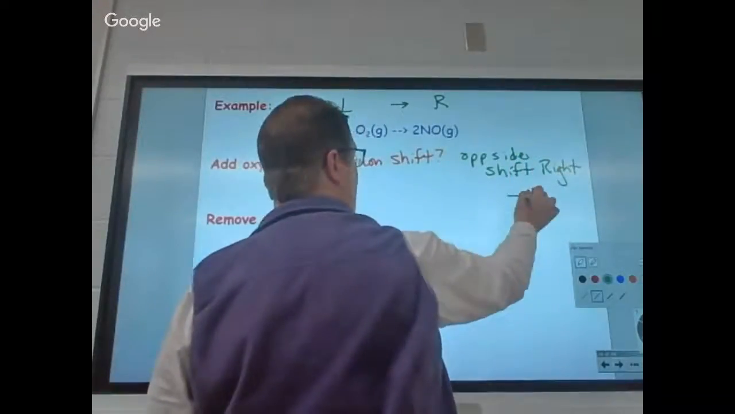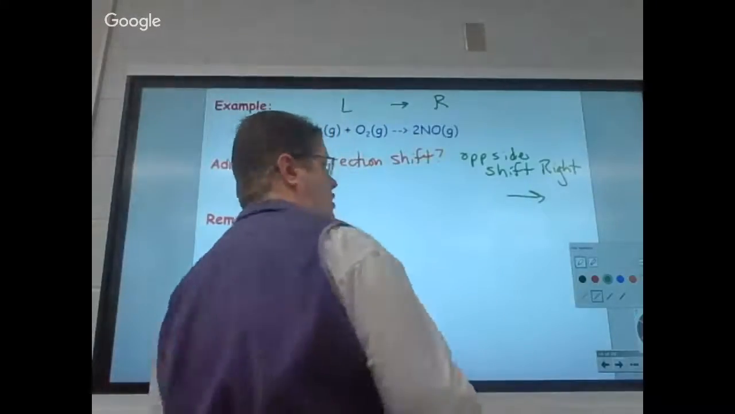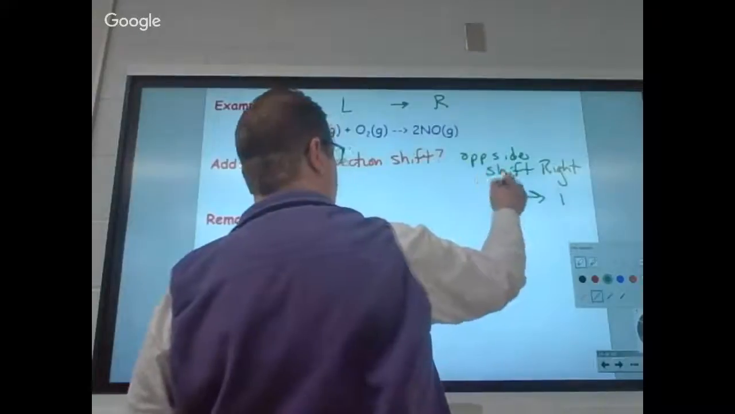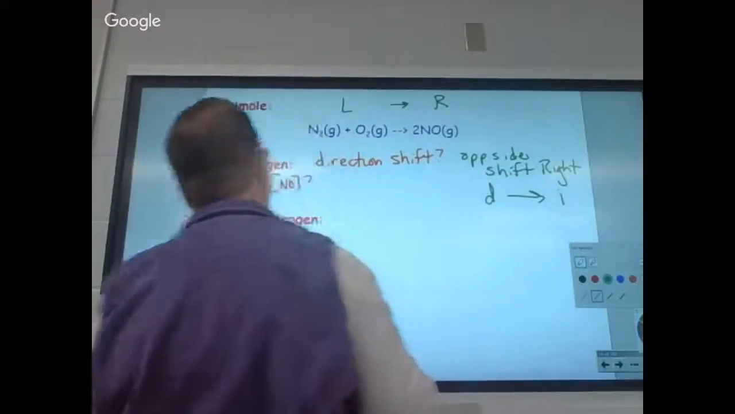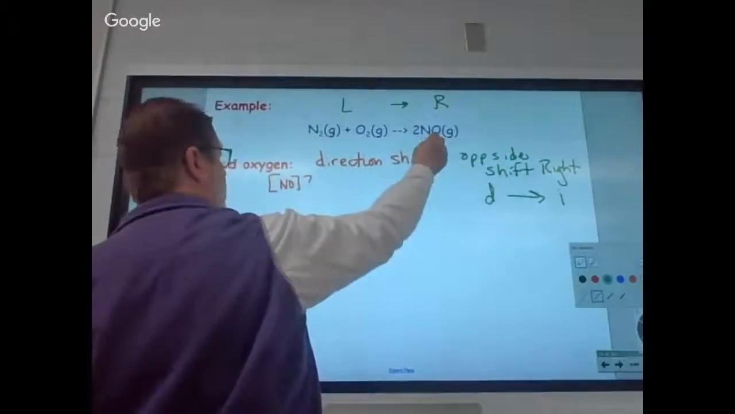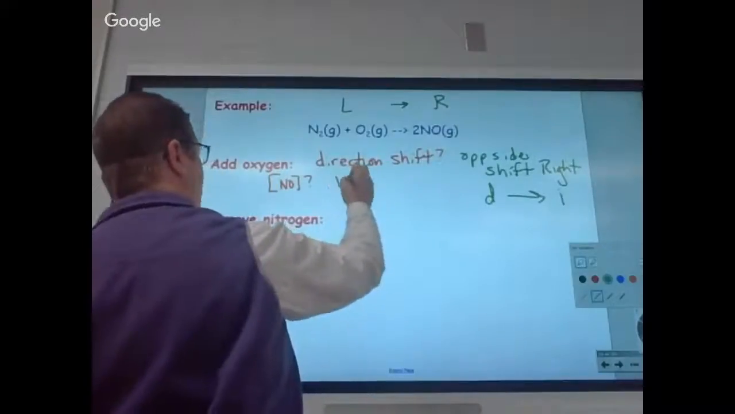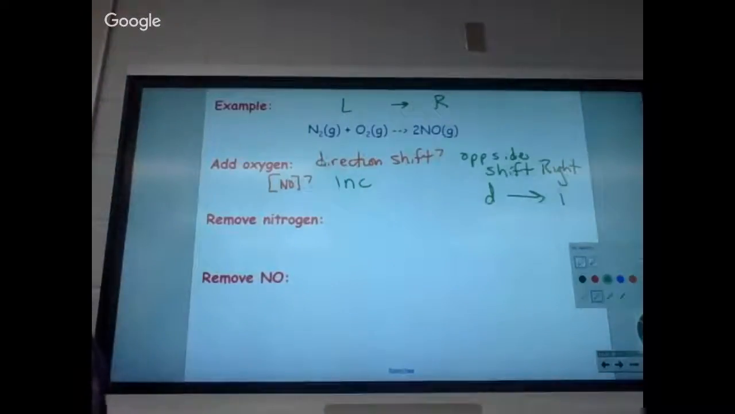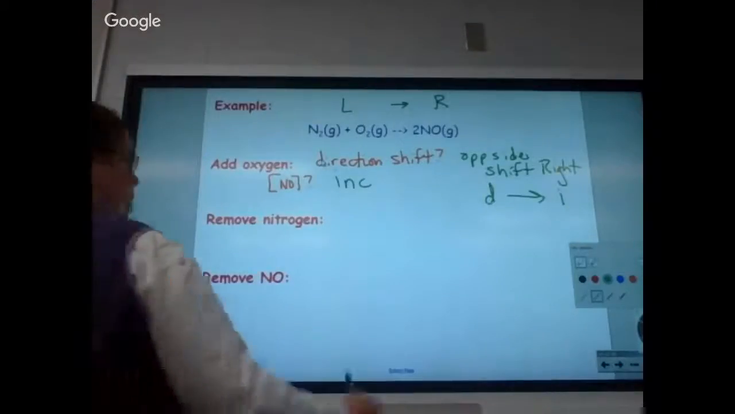So when it shifts to the right, this is the part we were talking about, never changes. What happens over here? What happens over here? So what's going to happen to my NO? Correct. And that's it. Okay. Well, it's not as bad as it could be.